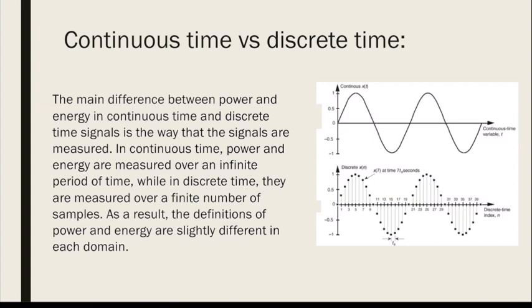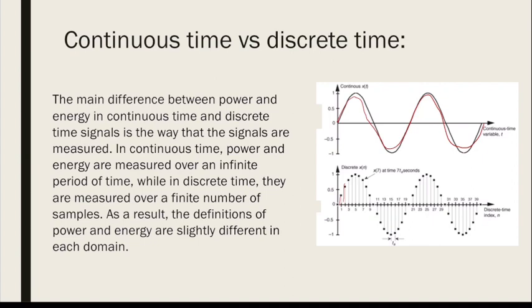As a result of this, the definitions of power and energy are slightly different, and here we can see a graph that expresses how the continuous and discrete time signals are different. Within this graph, we can also conclude that another key difference is that continuous time signals can have infinite energy, while discrete time signals can have finite energy.